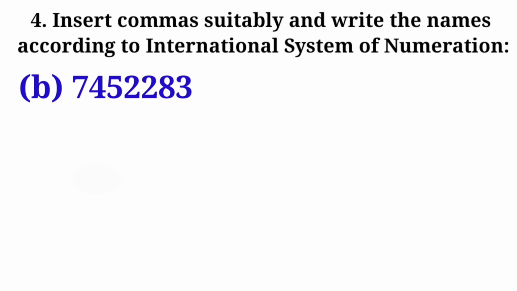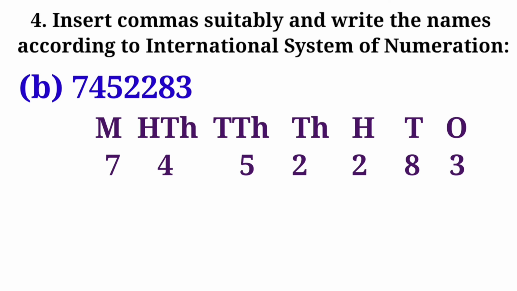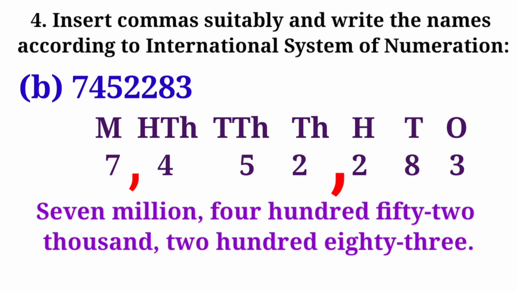Now you are given a number. You have to again place it in the international system. So 3 will come in ones place, 8 in tens place, 2 in hundred place, 2 in thousand place, 5 in 10,000 place, 4 in 100,000 place, and 7 in millions place. Now start placing the commas. The first comma will come before 3 digits from the last number. The second comma will come before 3 digits from this comma. So the number is 7,452,283.